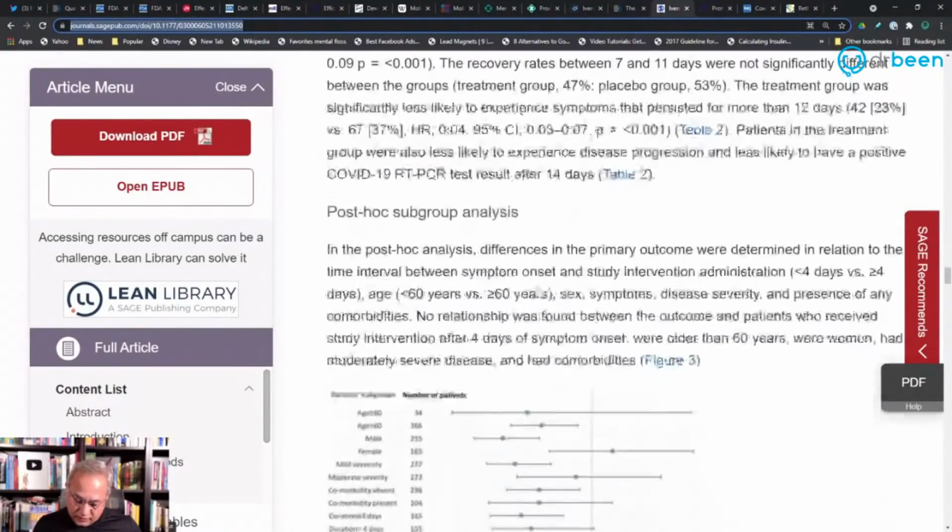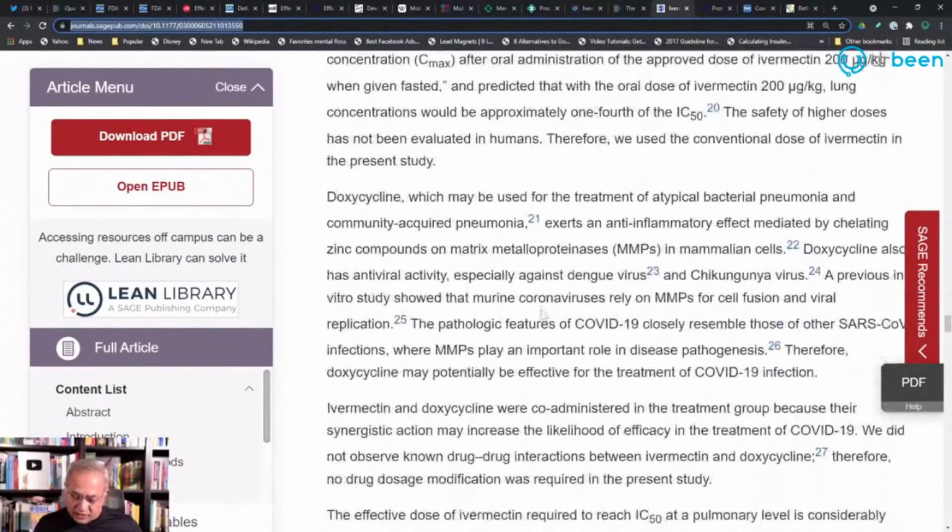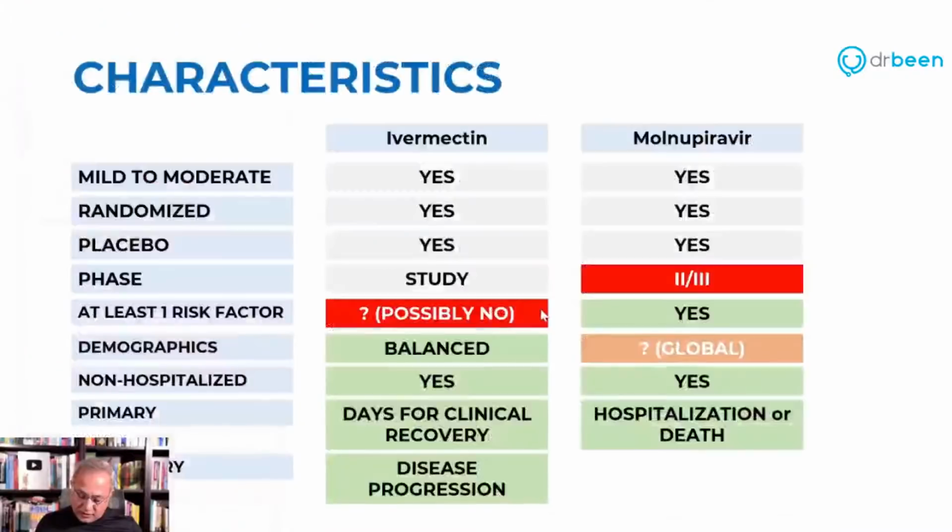They have somewhere over here written that this was mild to moderate. So both of that link, you can read it. So ivermectin was mild to moderate. Molnupiravir was mild to moderate. Both, yes. Both were randomized.